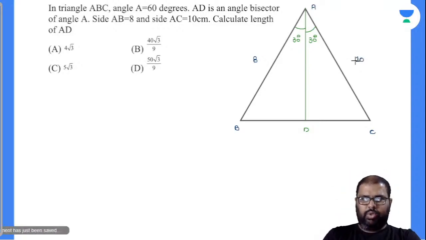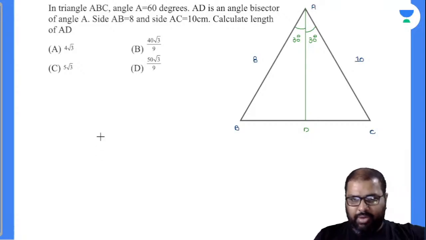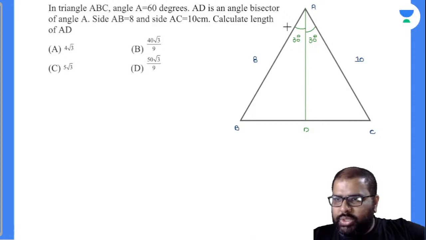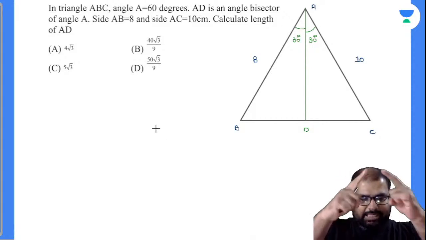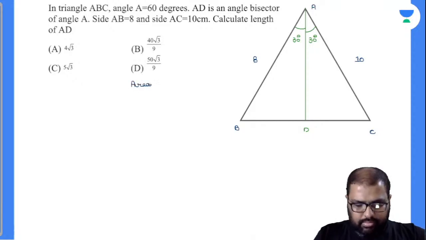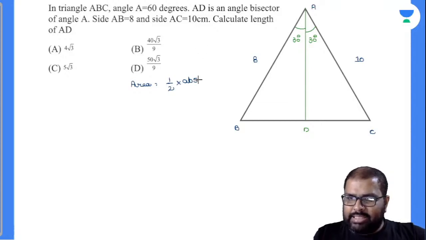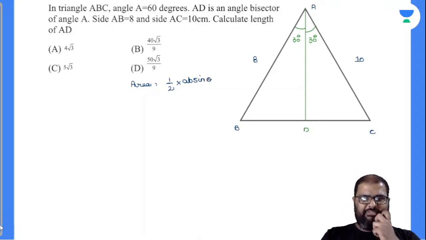4 root 3, no. So look, we have a formula, right? How many of you know this? When you know the angle of one vertex and the sides attached to the angle, then the area of the triangle will be half into AB sin theta. When you know the angle attached to the vertex and the sides attached to that angle, automatically the area of this triangle is half AB sin theta.